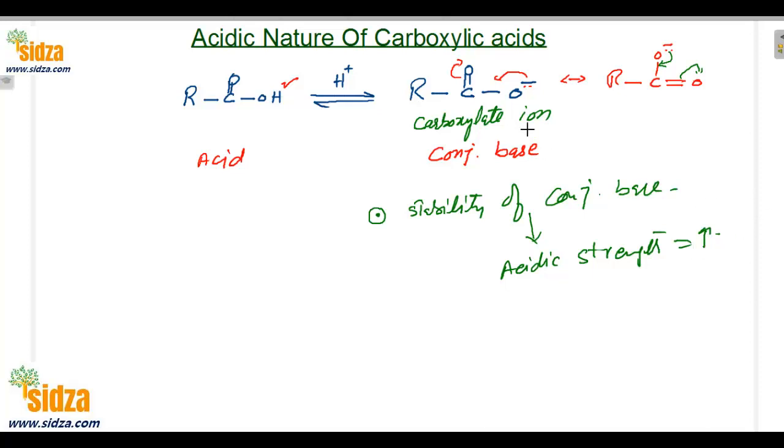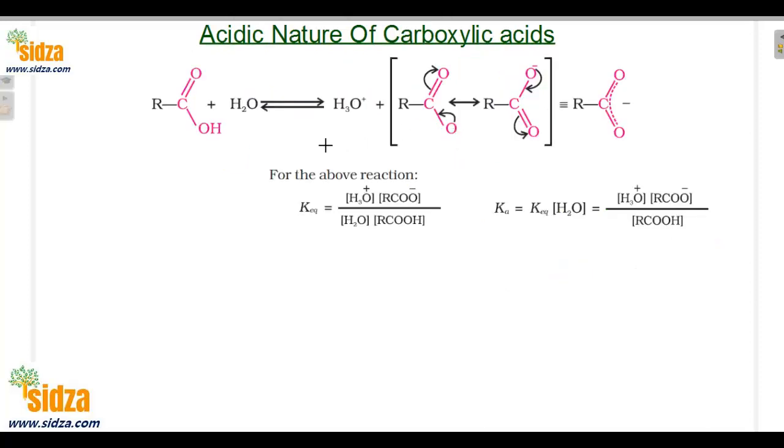We can compare the acidic strength of carboxylic acids in terms of their dissociation constant. In aqueous solution, the carboxylic acid ionizes and exists in dynamic equilibrium with the carboxylate ion and the hydrogen ion. When you apply the equilibrium constant here, it will be the concentration of the hydrogen ion and the concentration of the carboxylate ion divided by the concentration of water and the carboxylic acid. You can rearrange it, since water is the solvent, and then you get another constant which is called the dissociation constant of the acid.